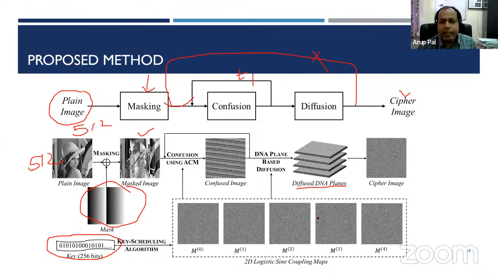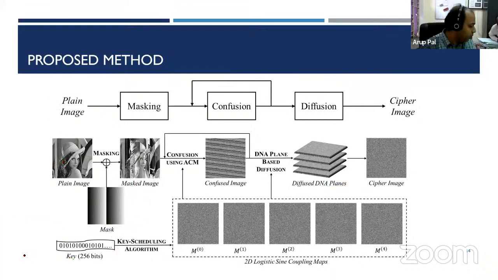So in this work, what is the motivation? The first motivation is that we need a key scheduling algorithm, because we are using a 256-bit key, and that key will be transformed into a large volume of key. So we need a key scheduling algorithm. That is the first motivation.